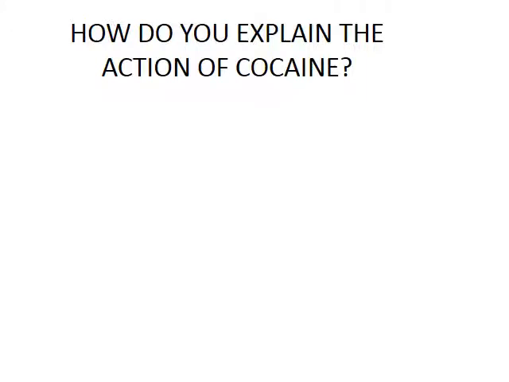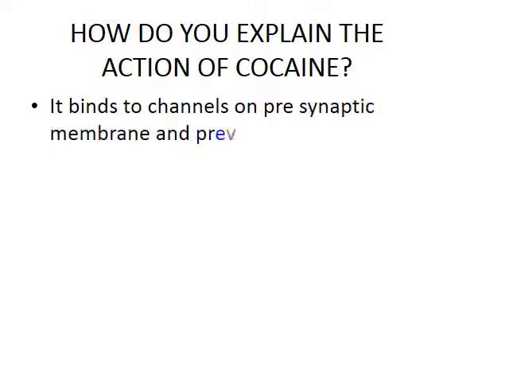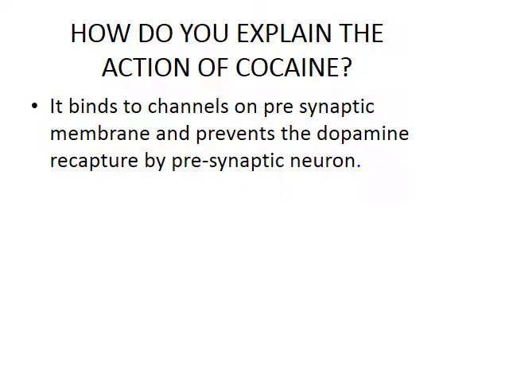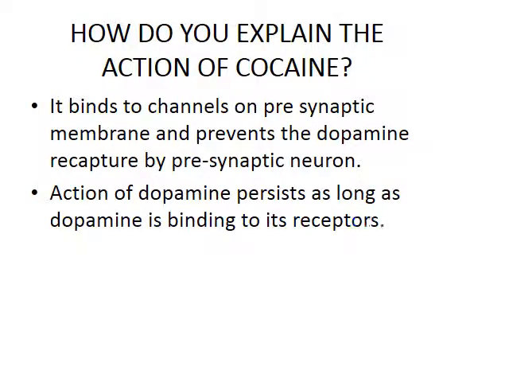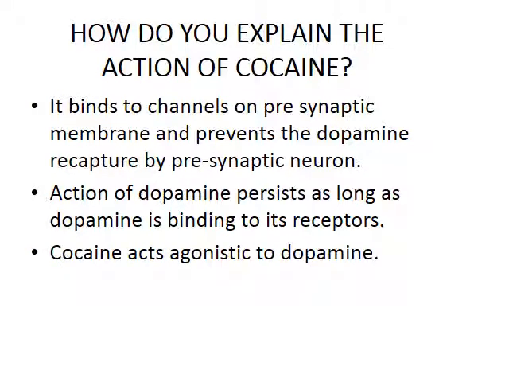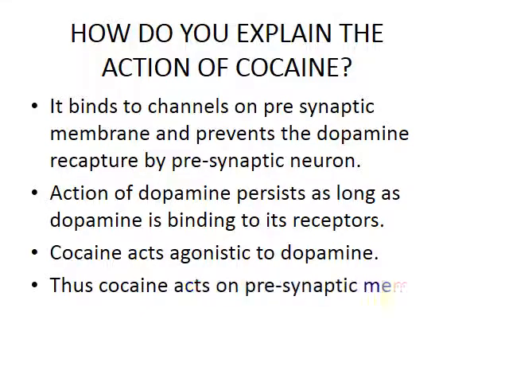How do you explain the mode of action of cocaine? First, it binds to channels on the presynaptic membrane and prevents the dopamine recapture by the presynaptic neuron. Second, the action of dopamine persists as long as dopamine is binding to its receptors. Cocaine acts agonistic to dopamine. They have the same function, or at least it enhances the function. And cocaine thus acts on the presynaptic membrane.